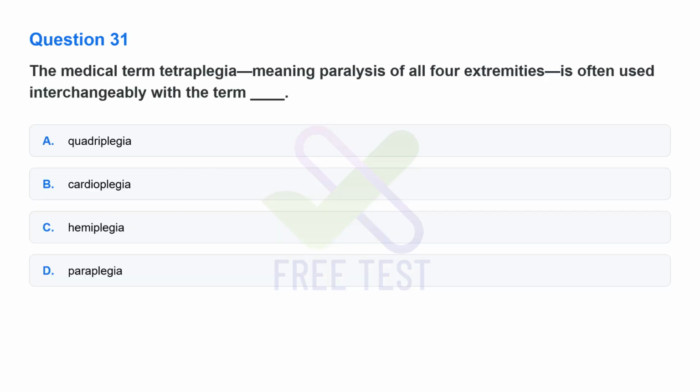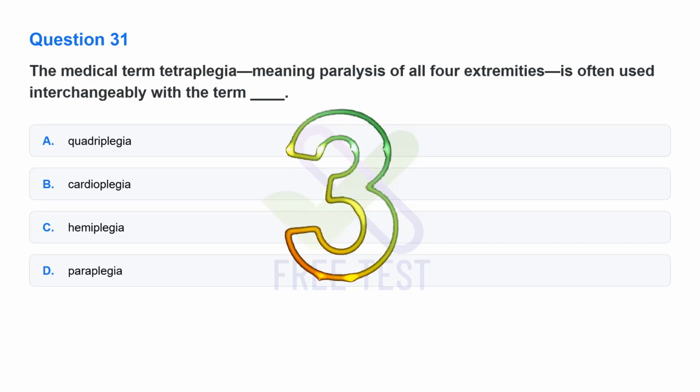The medical term tetraplegia, meaning paralysis of all four extremities, is often used interchangeably with the term: A. Quadriplegia. B. Cardioplegia. C. Hemiplegia. D. Paraplegia.